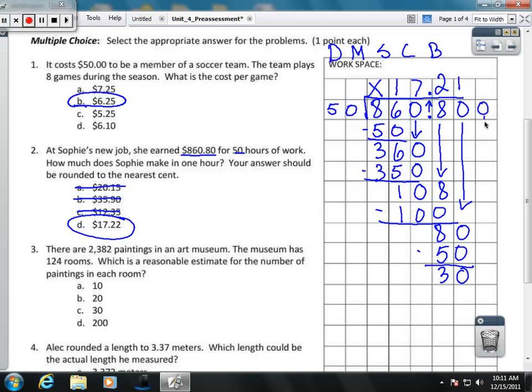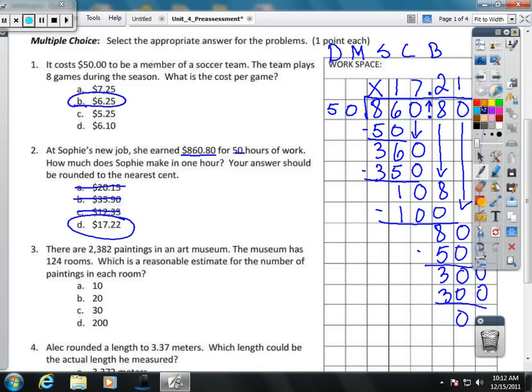So we can add another 0, bring it all the way down, and now I have 50 goes into 300 this time, a total of 6 times. So 6 times 0 is 0. 6 times 5 is 30. So I have 0 as my remainder.